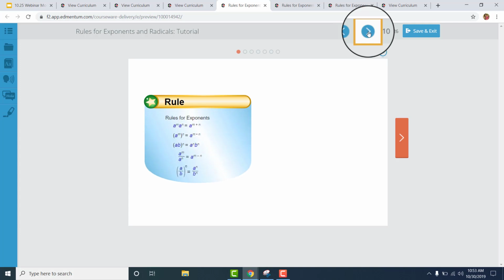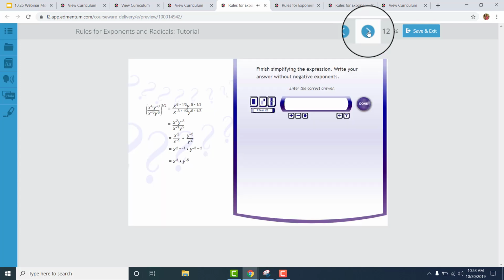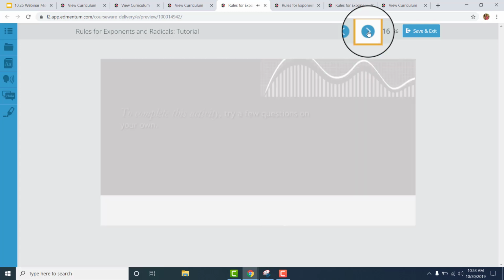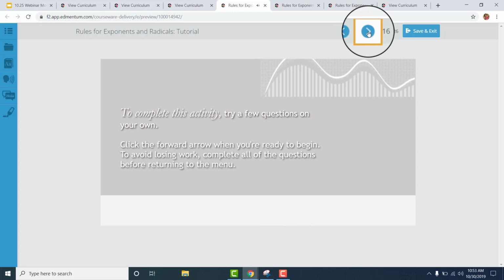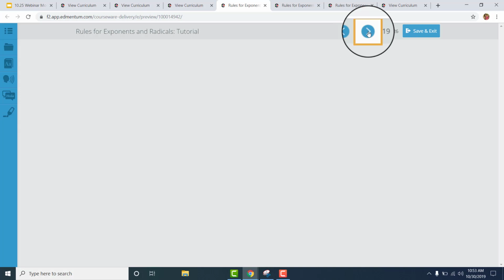Next, students will go through a series of checks for understanding. Here's a problem for you. More lessons. The rules for X. And a summary. At the end of this particular tutorial, we have more practice questions.